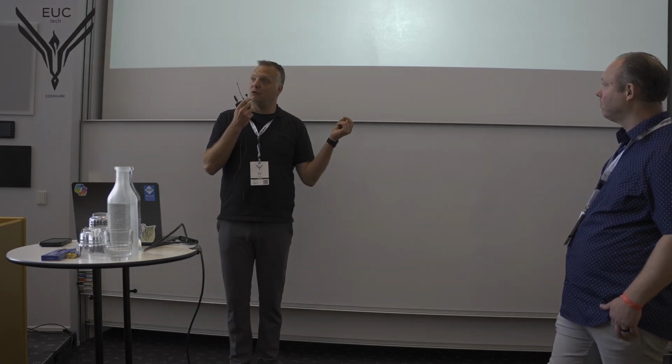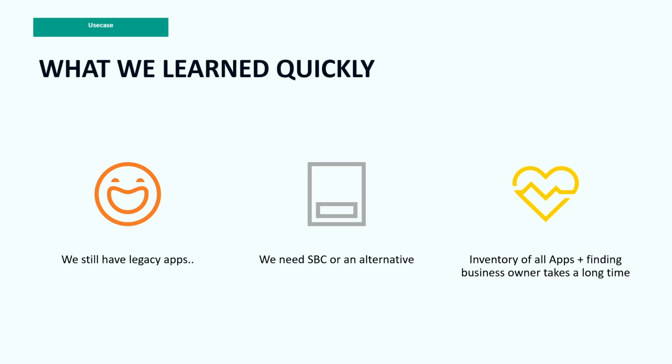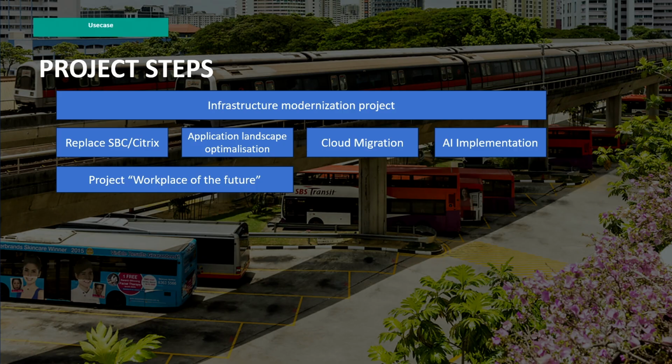And finding the owner of every one of those 700 apps is a real pain. Because nobody wants ownership and we don't know this application. Yeah, we've been paying licenses for years, but we don't know who owns the application and we don't even know who uses it. Well, that takes a lot of time.